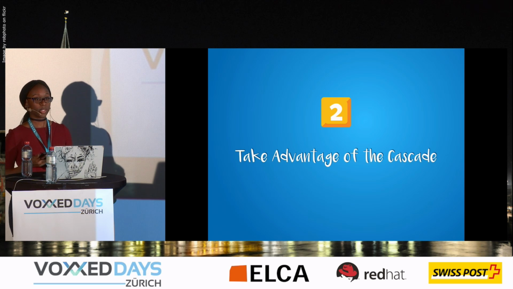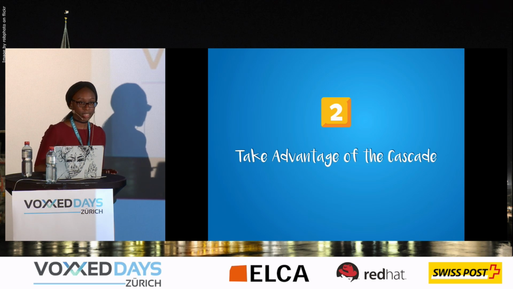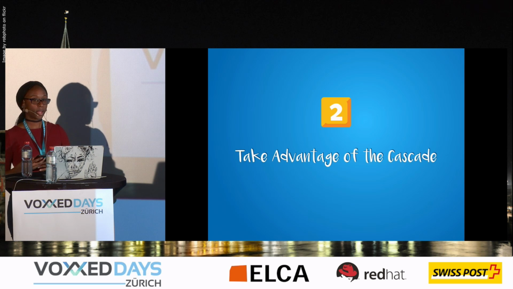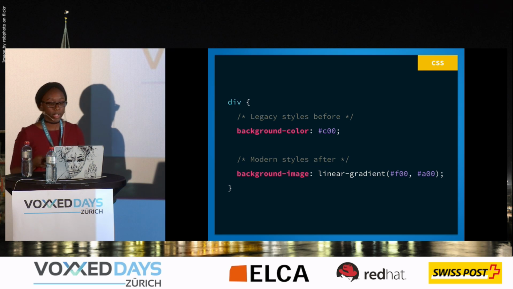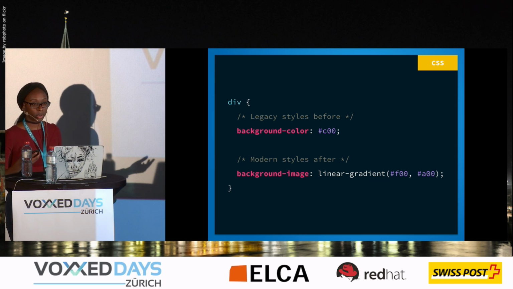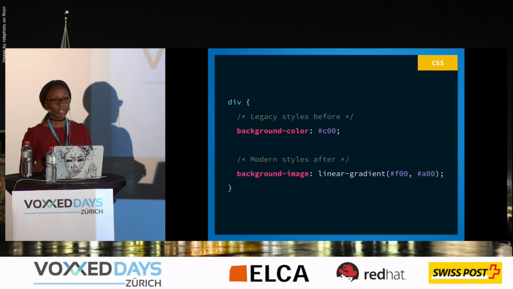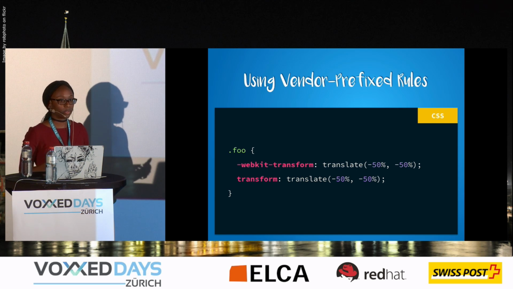So another thing we can do is take advantage of the cascade. As we know, CSS is cascading style sheets. We can use this behavior to our advantage by building rules on top of each other and making each rule kind of like a progressive enhancement on top of the other. For example, if you wanted to use gradients, we would define them later on and have some fallback styles defined earlier, so that if the browser doesn't understand this linear gradient function, there's something they can fall back on. And that's also how we use vendor prefixes.